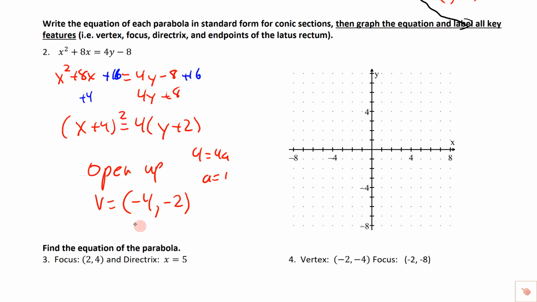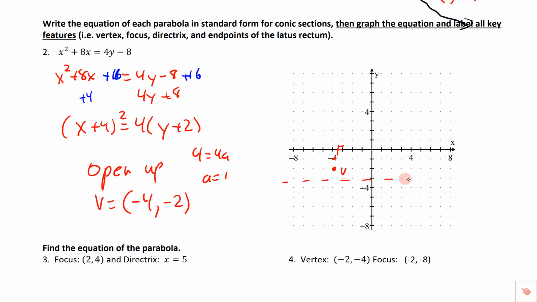So let's come over here, and we've got a vertex at -4, -2. So back 4 and down 2. We've got a vertex right there. And then it's going to open up, so we're going to go inside that curved part of the conic section. So I'm going to put this right here. That's going to be F. And we go 1 unit down here because a is 1.